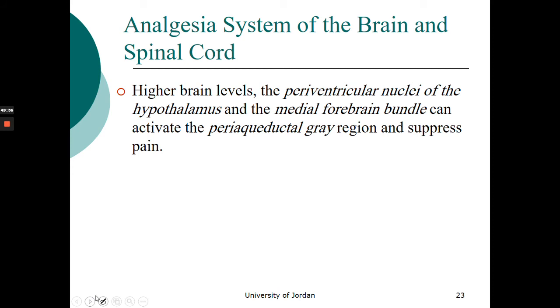Now, the analgesia system of the brain and spinal cord. Higher brain levels, the periventricular nuclei of the hypothalamus and the medial forebrain bundles, can activate the periaqueductal gray, because the fibers go to the hypothalamus, periventricular and medial nuclei, as I said. They activate the periaqueductal gray and periaqueductal nuclei, and this activation causes the descending pathway of the endogenous analgesia system.